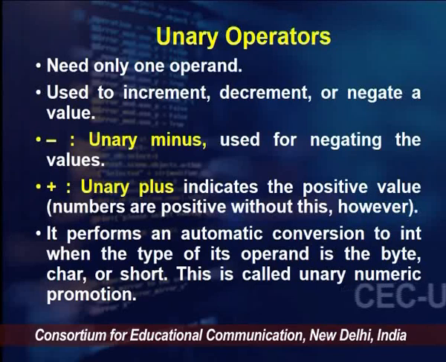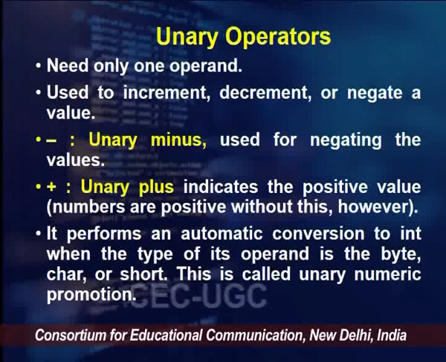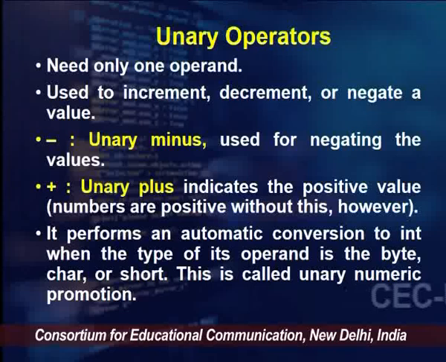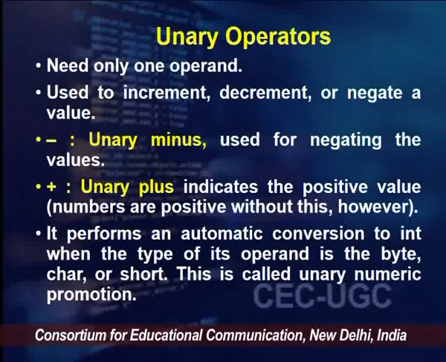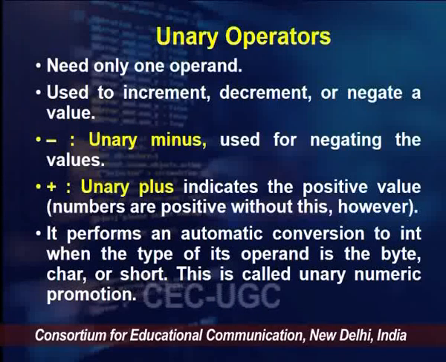So, when we talk about unary minus, it is used for negating the value. 5 is a positive number. If I write it as minus 5, that means I have prefixed this 5 using unary minus, and now the number is negative. We have negated that value. Then we have unary plus, which indicates a positive value. Numbers are otherwise also taken as positive, so we need not specify unary plus explicitly.